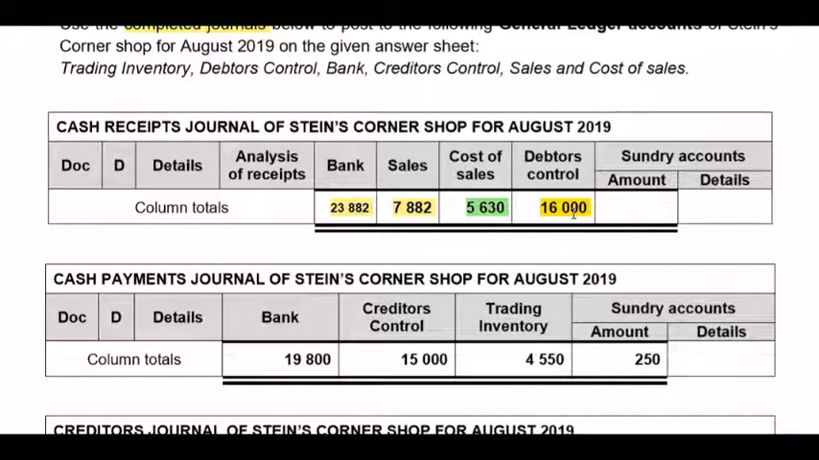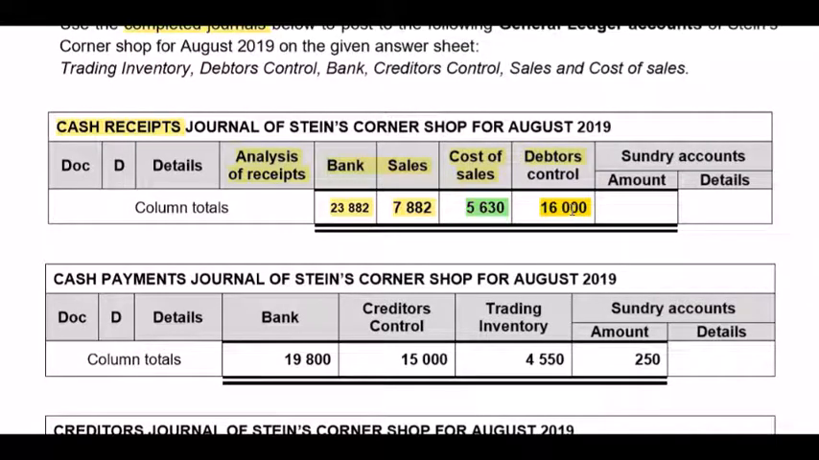Then the last column is this debtors control column in the CRJ. Now, what this column means, remember what I said in the video on Monday, is that debtors control means that people owe us money. But if debtors control appears in the CRJ, it says that we have received cash from our debtors. In other words, our debtors are paying us back. We are receiving money from them. So they owe us less money. That's why this 16,000 Rand goes to the credit side of debtors control.